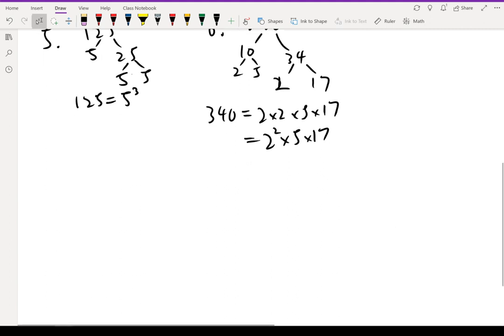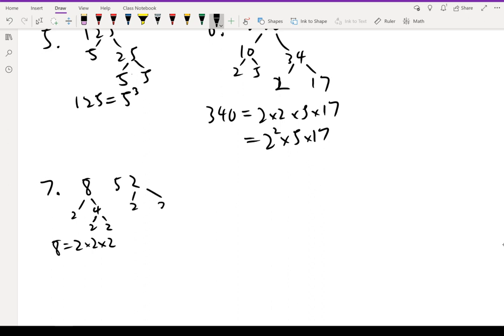Question 7, find the GCF of the numbers. Question 7, GCF of 8 and 52. Now I'm going to use the tree factorization for the first 2 questions, and then I'm going to use the ladder method for the other 2. So 8 is 2 times 4, 4 is 2 times 2, so 8 is equal to 2 times 2 times 2. And then 52 is 2 times 26, 26 is 2 times 13, so 52 is equal to 2 times 2 times 13.